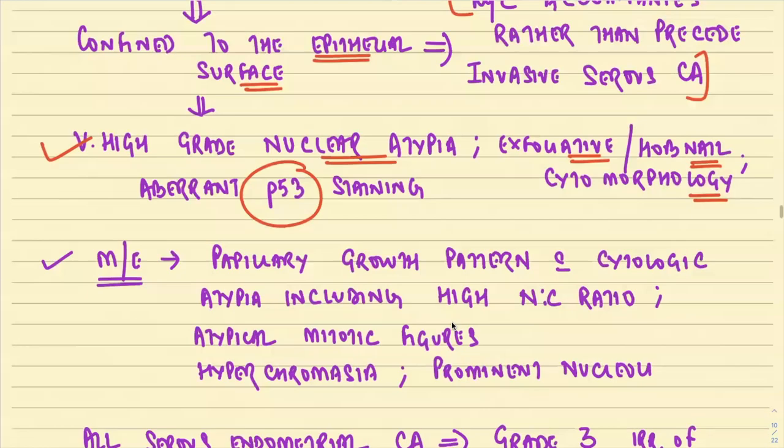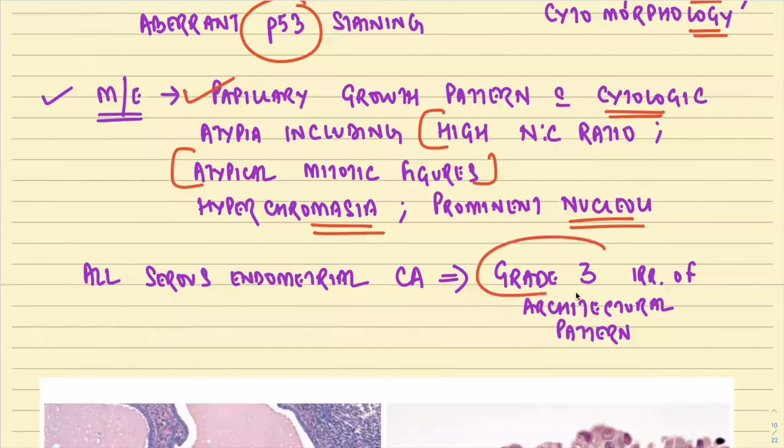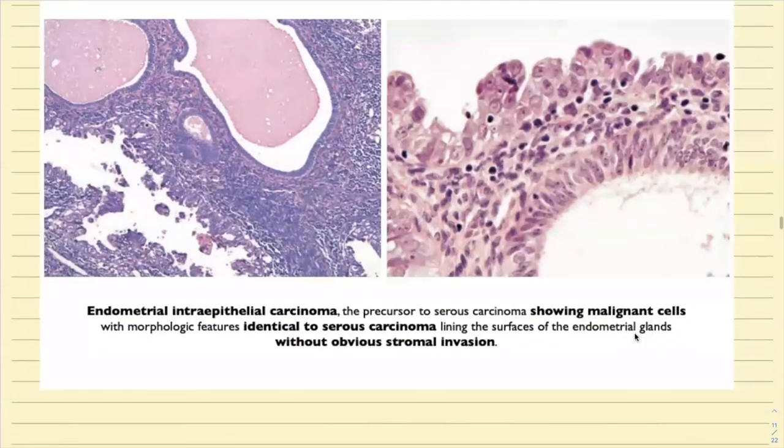So microscopically, just like serous ovarian carcinoma, they also show a papillary growth pattern. So they will have papillae, and they have an excessive amount of cytological atypia with a high NC ratio, and they have increased atypical mitotic figures with hyperchromasia and prominent nucleoli. So with such cytological atypia, they are always regarded as grade 3, irrespective of the architectural pattern. Okay, so this is the morphological diagram for the same.